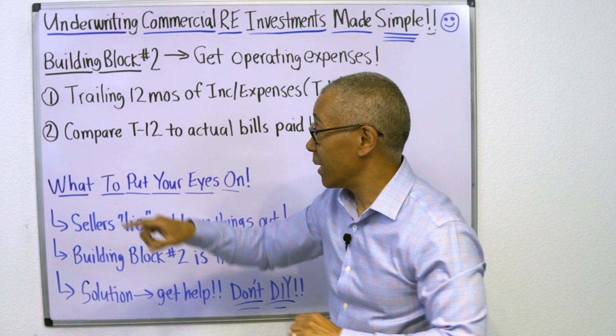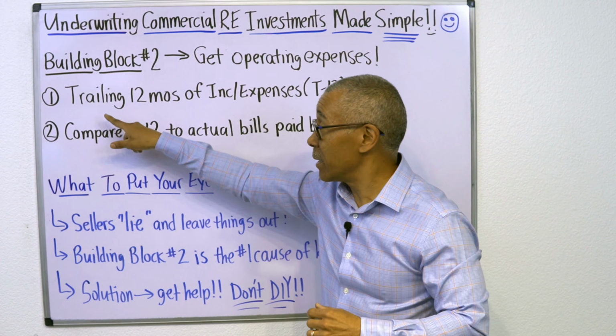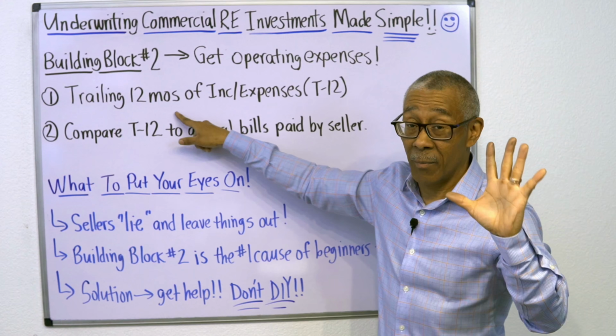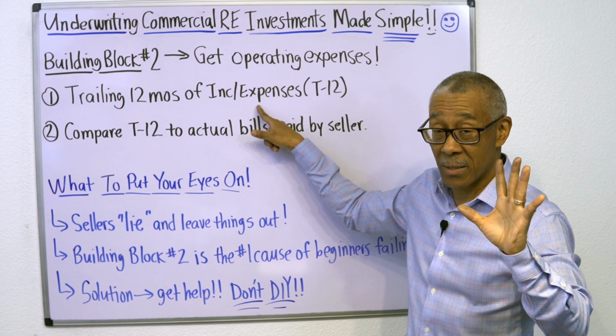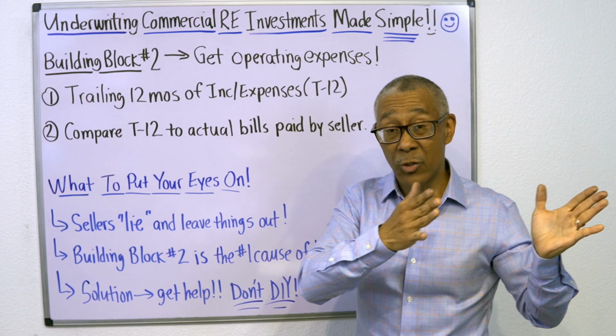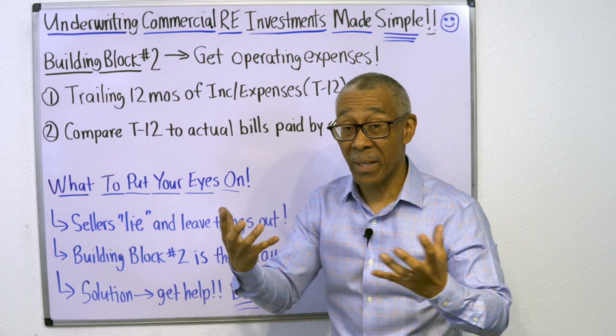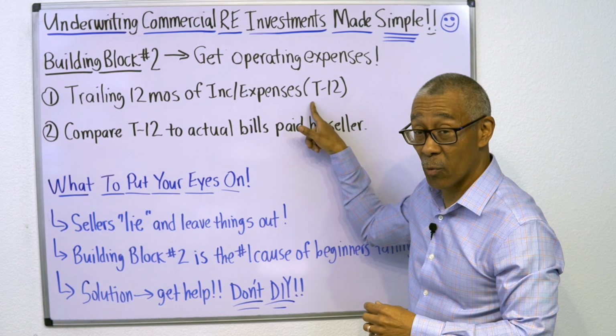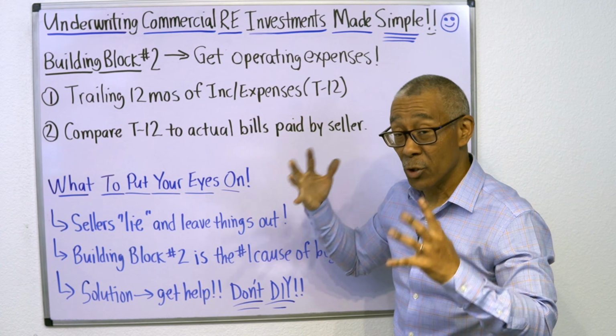And what you need, again, from building block number 1, is a trailing 12 months of income and expenses, and in that report will be 12 months of what the seller spent on the property. Again, we call this a T12. Now, what you do with that is you need to compare the T12 to the actual bills paid by the seller.